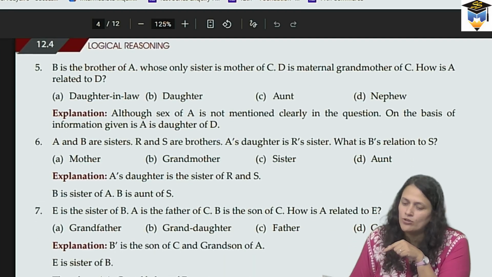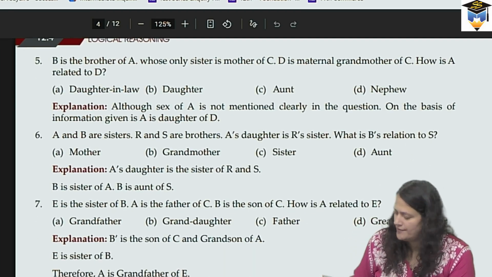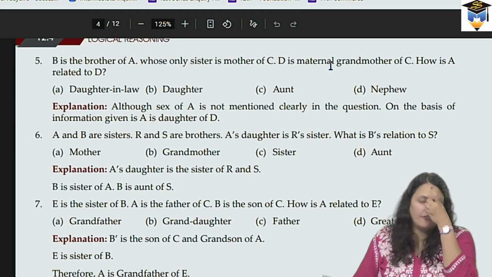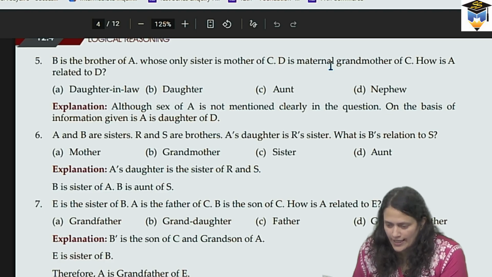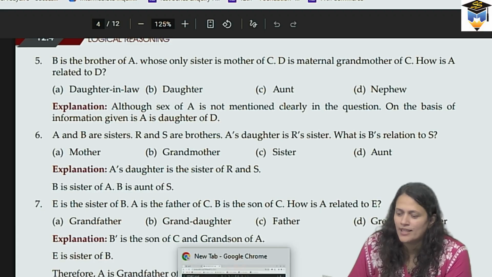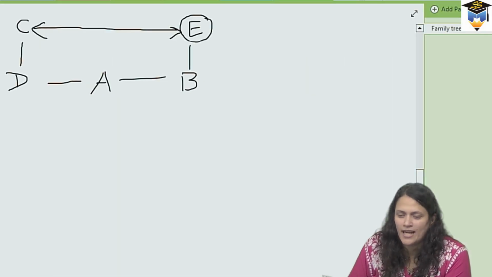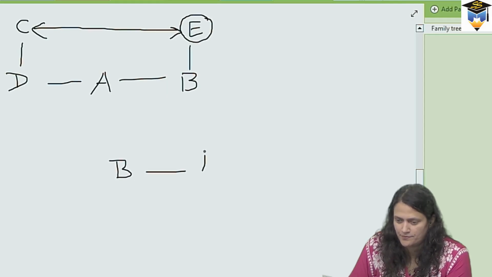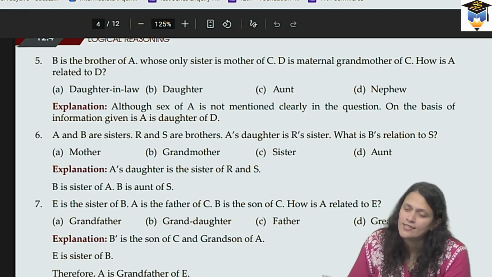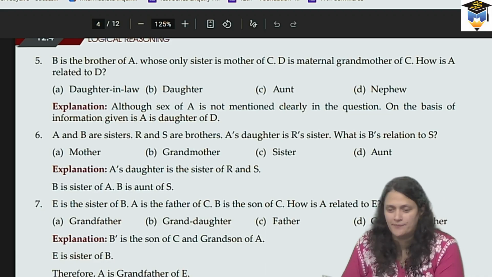म्हटलं. 5वं सांगू? नाही जमत आहे? Okay. So let me tell the 5th from the module. Draw the diagram again. B is the brother of A. B हा A चा brother आहे. Whose only sister is the mother of C.